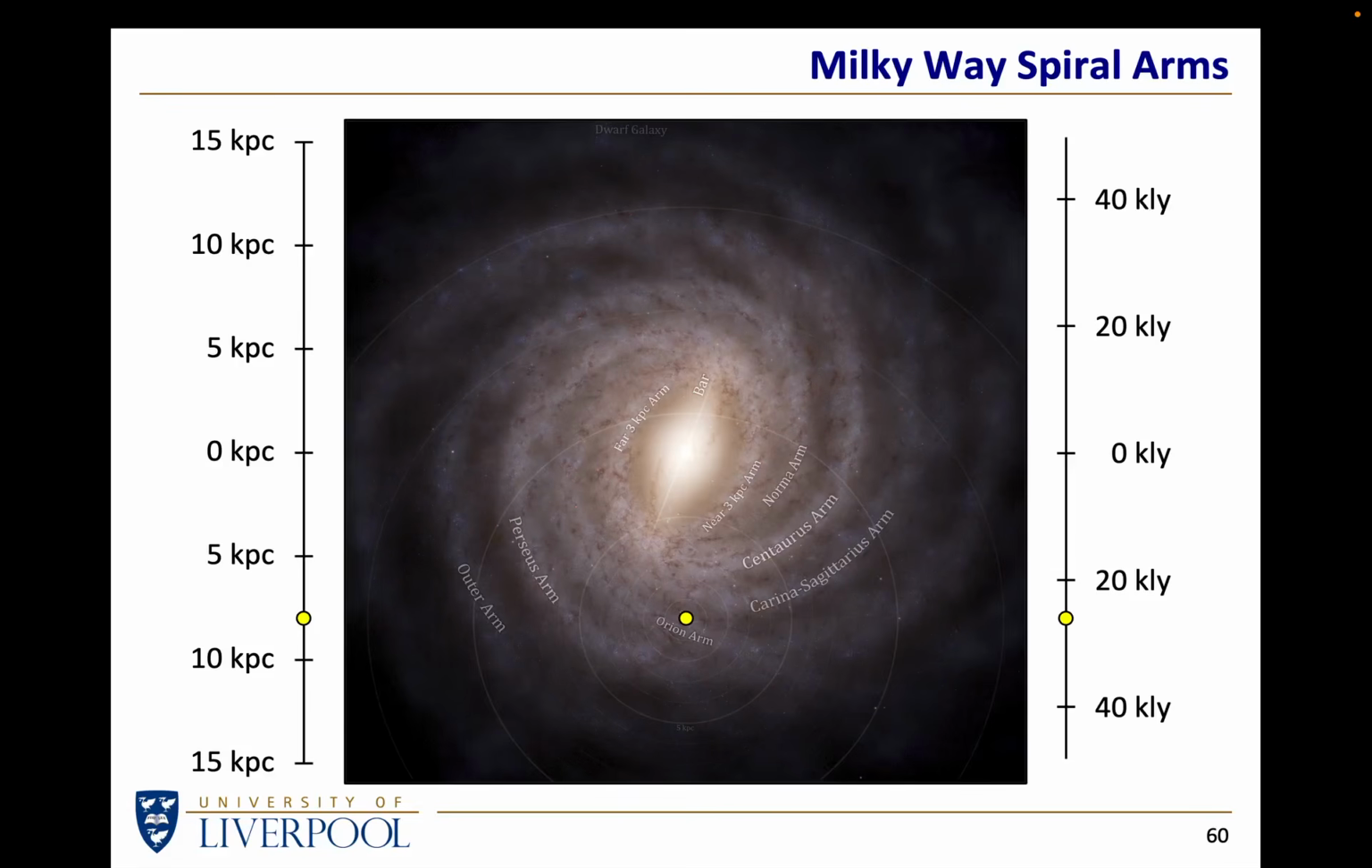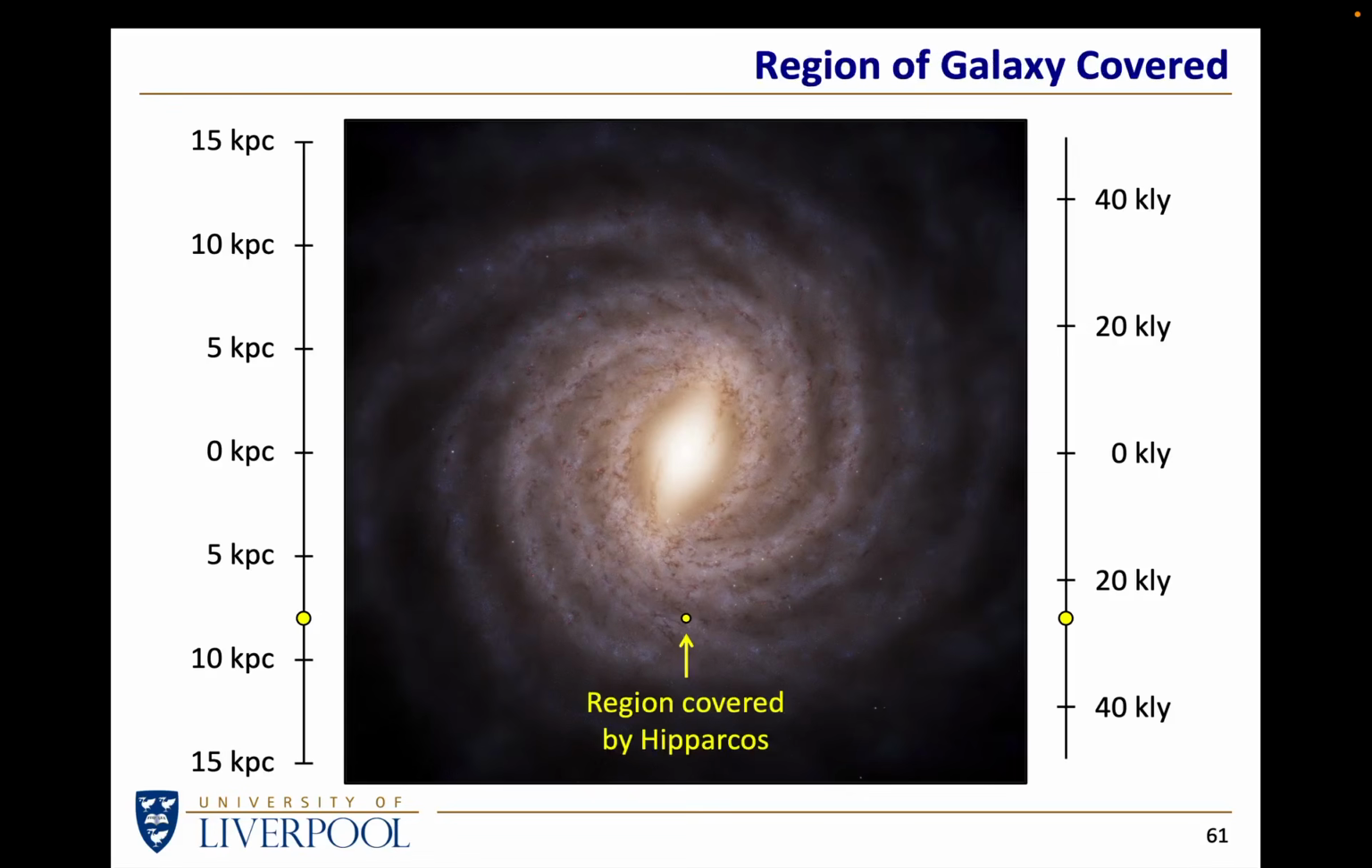Just as an idea of where we sit in the Milky Way, that's us sitting in the Orion arm, what used to be called the Orion Spur, now called the Orion arm of the Milky Way. We are about 8 kiloparsecs, or if you prefer, 25 kilolight years away from the center. If we think about what Hipparcos told us, Hipparcos gave us information about stars inside that yellow dot. That gives you an idea of just, it was only our local neighborhood.